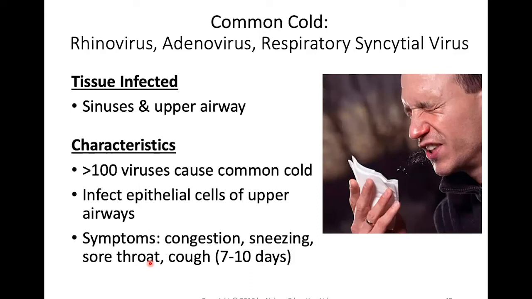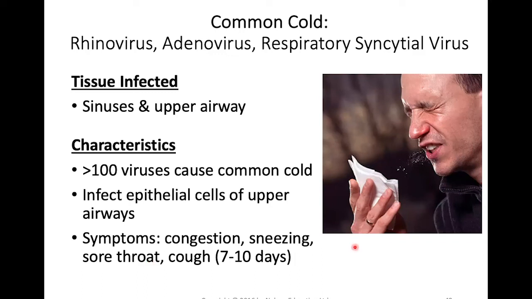The common cold is caused by a variety of different viruses. There's over 100 that can cause the common cold. So really with the common cold, there's no specific vaccine. And with these viruses, they tend to rapidly evolve so that there's no way really of producing a vaccine that's going to be able to target them.